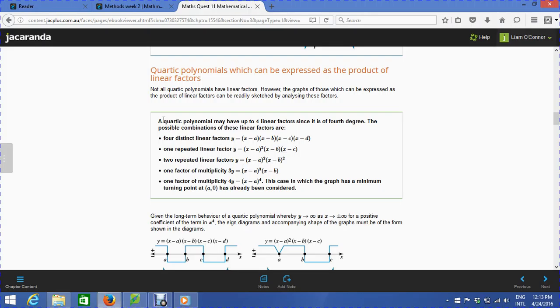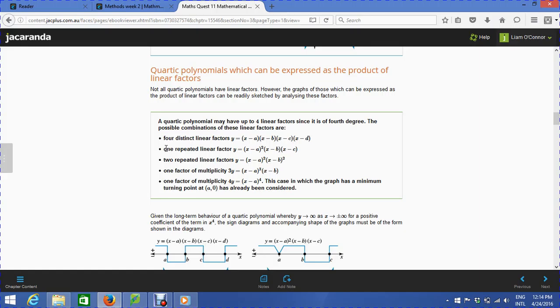So we've got a quartic polynomial has up to four linear factors. Okay, this is what I was saying before, where we can have different combinations of linear factors. Okay, so where they cross the x-axis. So one solution is for a quartic to have four distinct linear factors. So that's where it touches the x-axis four times at four distinct individual points.